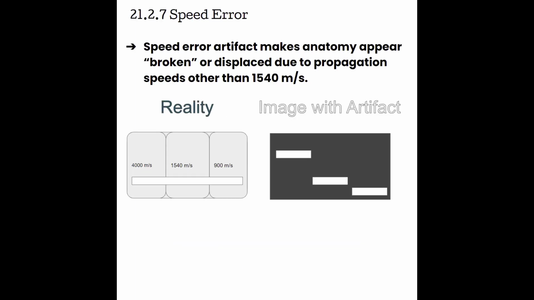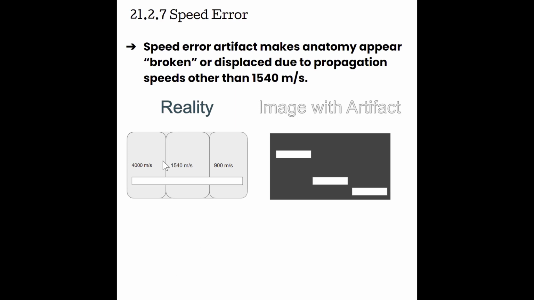Speed error artifact occurs when the medium that the sound is traveling through is different than 1540 meters per second. When the medium has a faster propagation speed, it's going to result in a shallower placement of echoes, where slower propagation speeds are going to result in a deeper placement of echoes. Fat, for example, has a propagation speed of about 1450 meters per second, so structures under enough fat tend to be placed a little bit deeper.